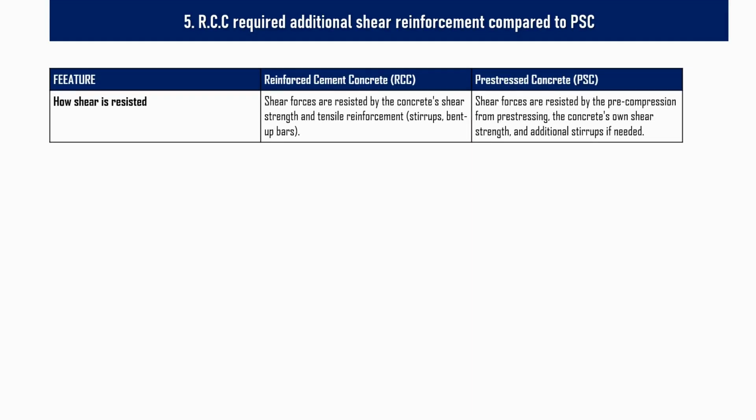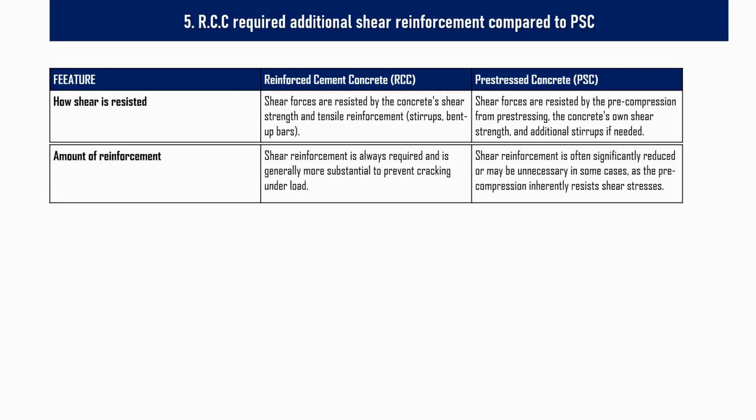Now, let's compare how they perform under shear. In RCC, shear forces are resisted by the concrete's shear strength and by tensile reinforcement like stirrups and bent-up bars. In PSC, shear is resisted mainly through precompression due to pre-stressing, along with the concrete's own strength and sometimes a few additional stirrups. In terms of reinforcement amount, RCC always needs more shear reinforcement to prevent cracking under load. But in PSC, this requirement is significantly reduced since precompression naturally resists most shear stresses.